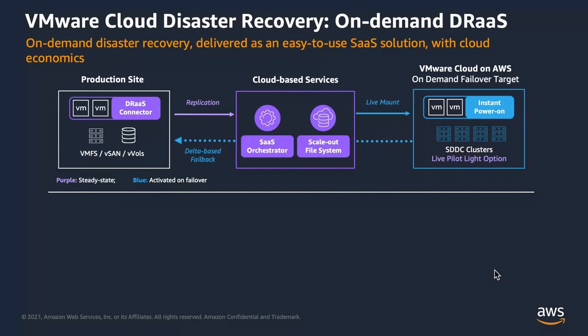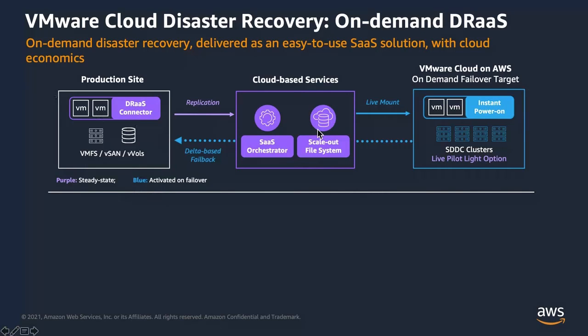Okay, now let's look a little bit more in detail at these two services. VMware Cloud Disaster Recovery, which is the first one we talked about. We would install the DR as a service connector on your on-premises environment. This is just an OVA that you would go ahead and install that connects to vCenter, and that gets access to your VMs. There are no agents that need to be installed on the VMs. This is completely transparent to the VMs. It'll go ahead and do snapshots and start replicating those into the scale-out file system as needed.